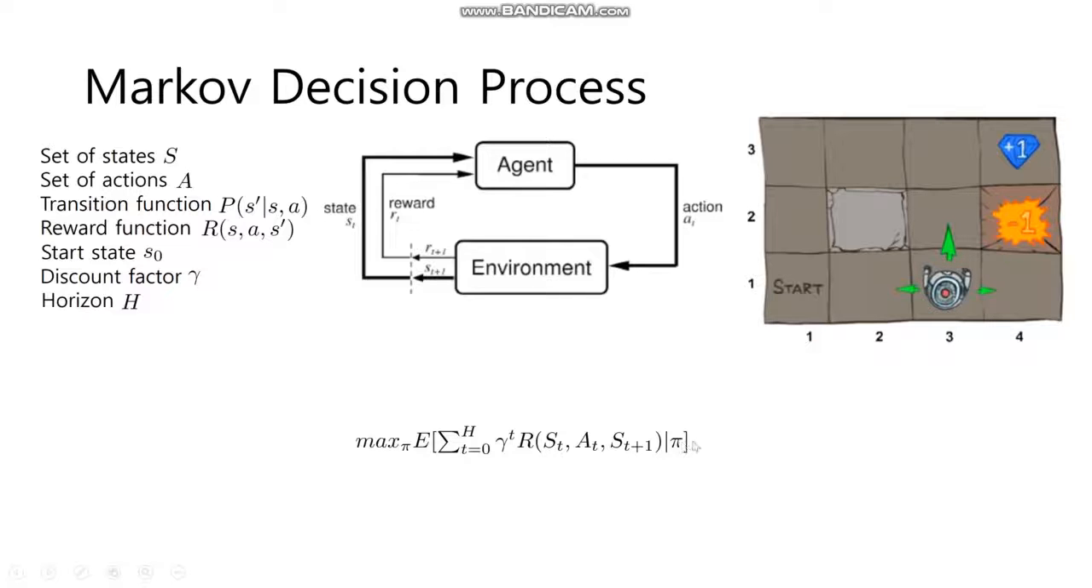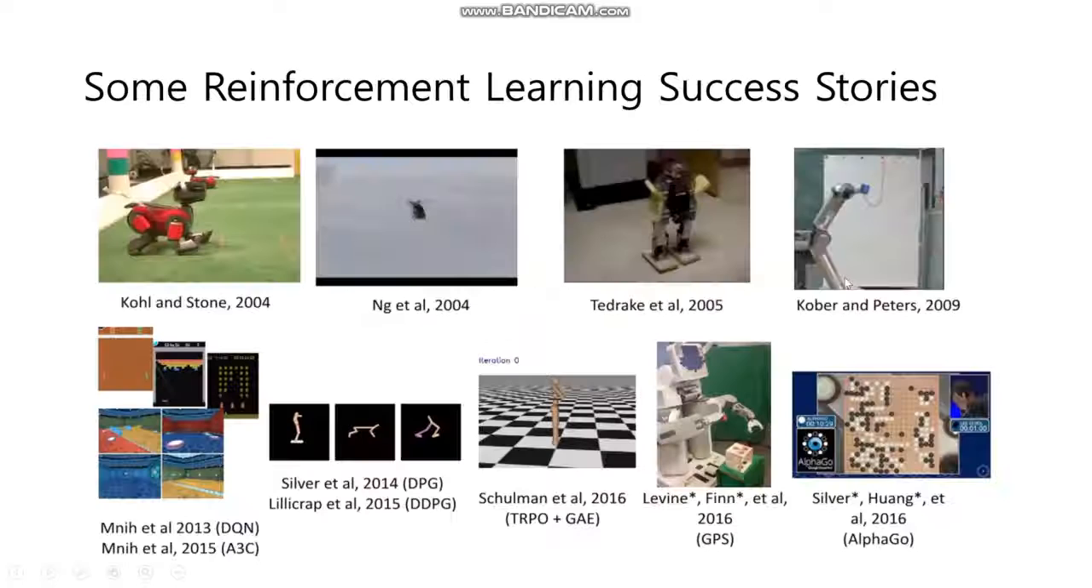this quantity. And in the right figure, the set of states S is the coordinates, and the set of actions is east, west, north, and south. The transition function exists, and the reward function is +1 here and -1 here. The start state is here, and the discount factor gamma is going to be about 0.95 or 0.99, something like that. And the horizon H is going to be either infinity or a very large finite number.